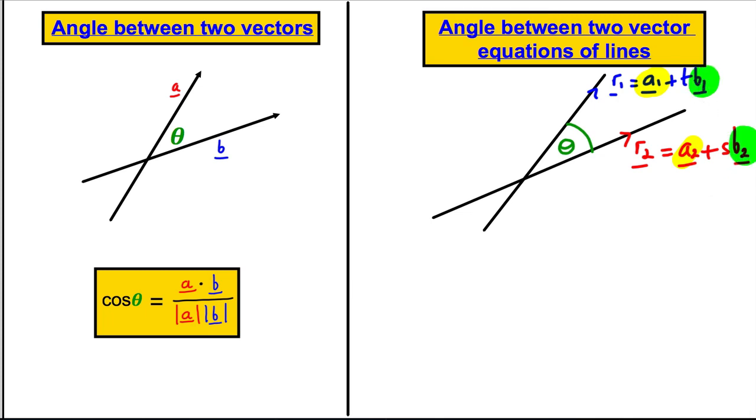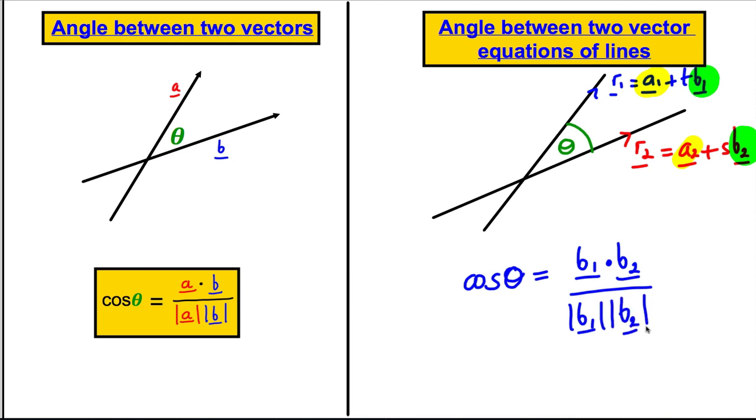Now, if you remember your vector equation of a line, this part here is the direction. So if we wanted to work out the angle, we would use cos theta, and we would do in this case B1 dot B2 all over the modulus of B1 multiplied by the modulus of B2. We would just use the directions for that. Okay, that's all we would do.